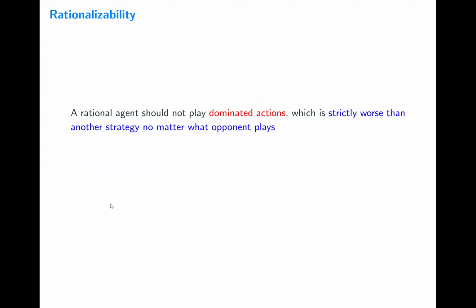So rationalizability. This word may not sound very familiar, but what does it mean? By the word itself, we require the agent to be rational. Typically one criterion for the agent to be rational is that, whatever the policy or equilibrium we converge to, the agent should never play a dominated action. A dominated action means an action that is strictly worse than some other strategy, which can be either another single action or another mixed strategy, no matter what the opponent is playing.